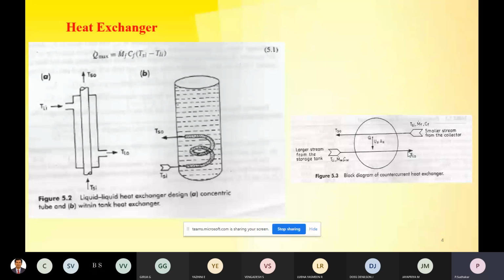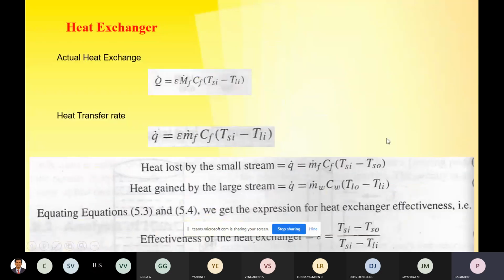That's why we call it a counterflow heat exchanger. If we assume that there is no heat loss from the small stream, then the heat lost by the small stream, that is the hot water, to the large stream, the cold water, will be equal and can be expressed. The heat lost by the small stream is Q dot equal to m dot f cf (tsi minus tso).